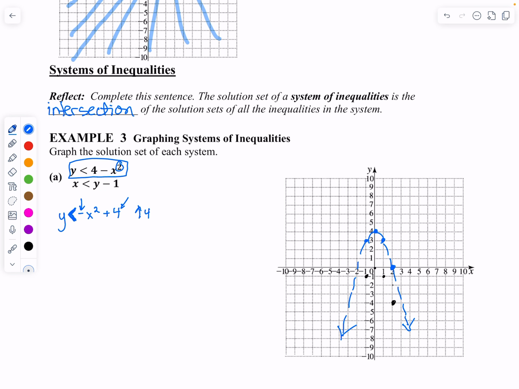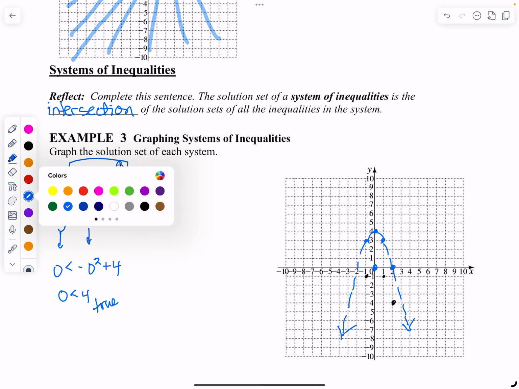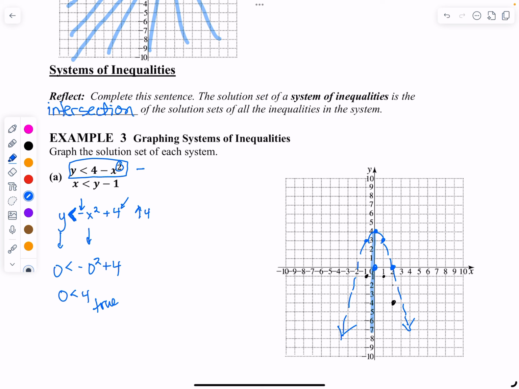So let's pick a point and see where we're going to shade. Okay. Again, I'm going to do 0, 0. So let's put in 0, 0 here and here. So 0 is less than negative 0 squared plus 4. So is 0 less than 4? It is. So I'm going to shade where that dot is, which is inside my parabola.